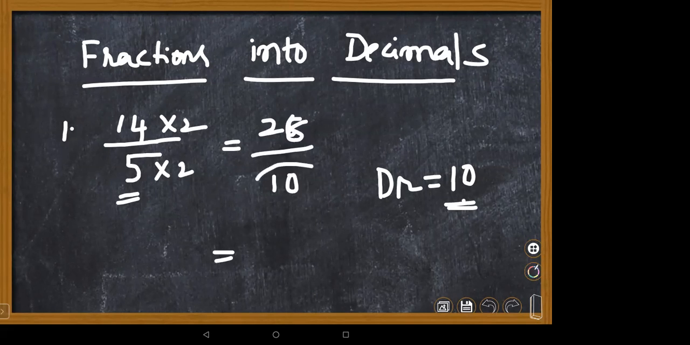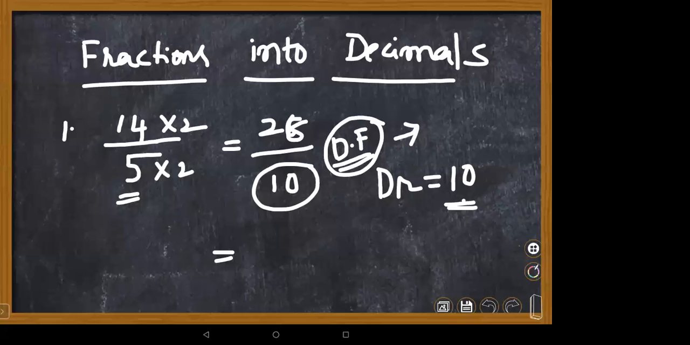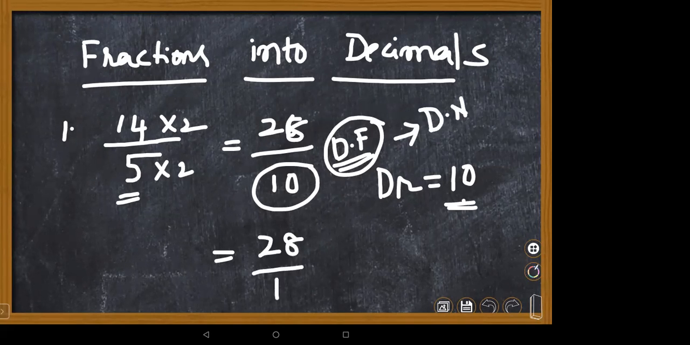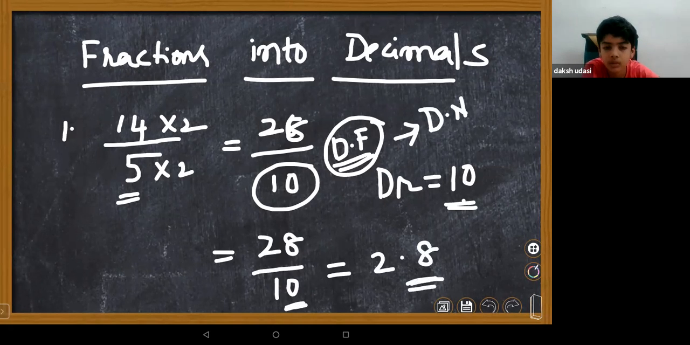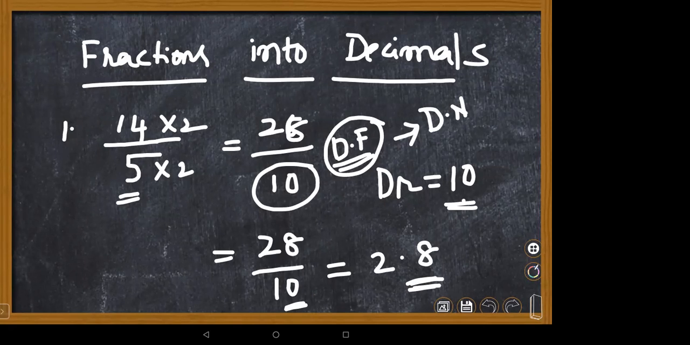This is a decimal fraction. What type of fraction, children? Decimal fraction. Decimal fractions we can convert easily into decimal numbers. 28 by 10 can be written as how many decimal points you will get in your number? 2.8. Why? Because there is only 1 zero. So you will get only the tenth place. So we can write the number as 2.8.